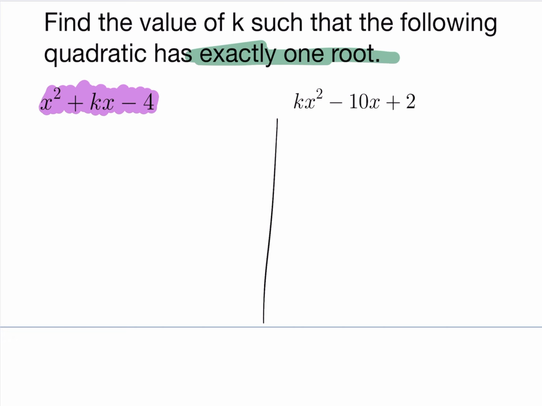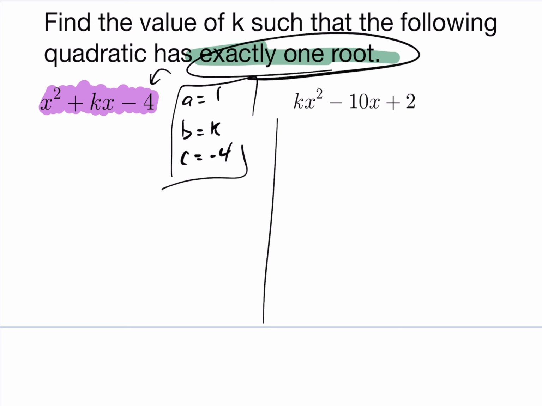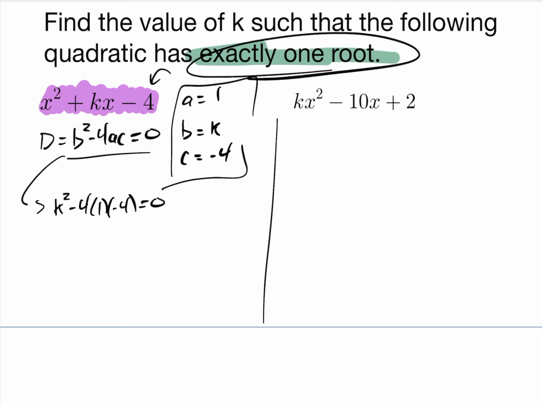So what we do here is my a value for this question here is 1, my b value is k, that's what I want to find, and my c value is -4. But what I do know is that the discriminant of this is exactly one real root. So I know my discriminant, d, which is equal to b squared minus 4ac, must equal 0. So I have this relationship here I can use, which means that in this example, I have k squared minus 4 times a times c must equal 0, which implies that k squared plus 16 equals 0.